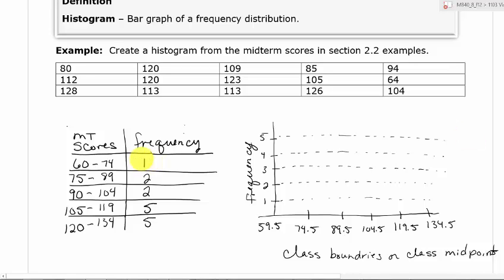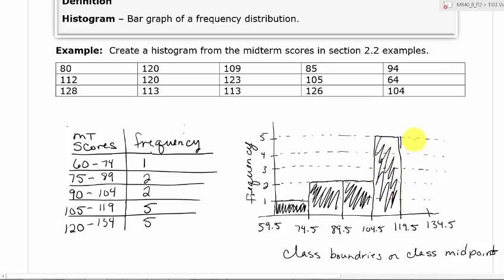So our first class has only one data value in it, so we make a bar that is 1 unit high. And these are usually colored in. And then our second class from 75 to 89 had 2, so we want a bar that has a height of 2. And then our third one also had a height of 2. The fourth one had a height of 5. And the last one also had a height of 5.